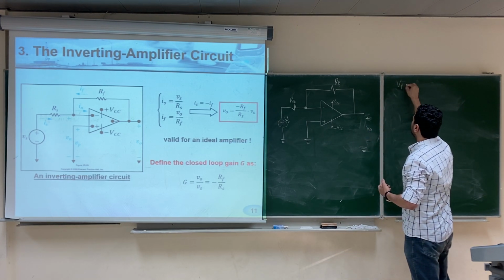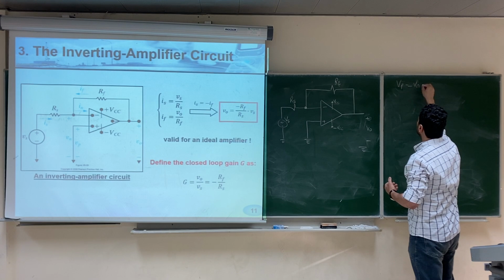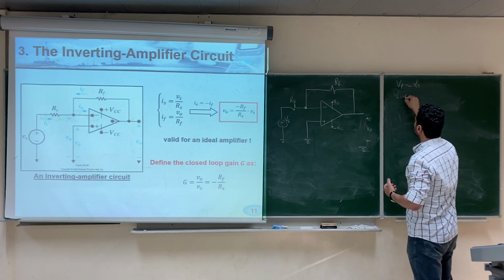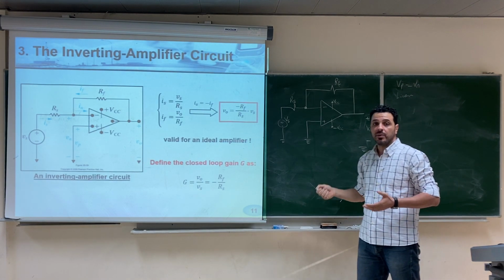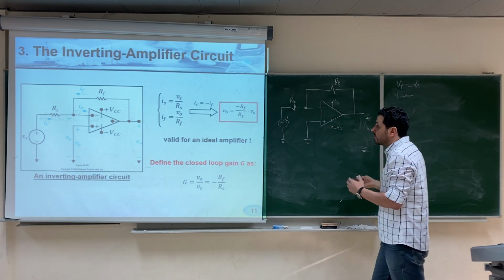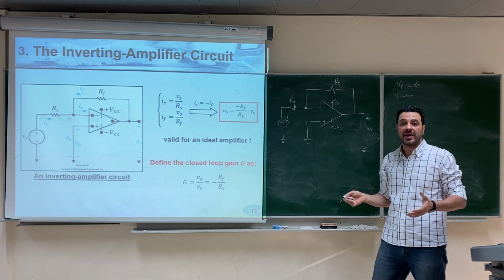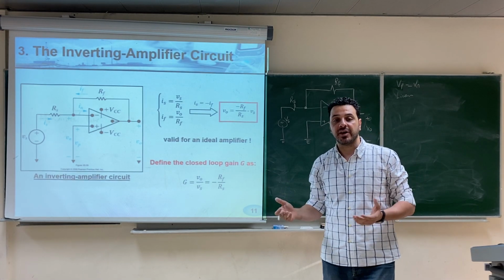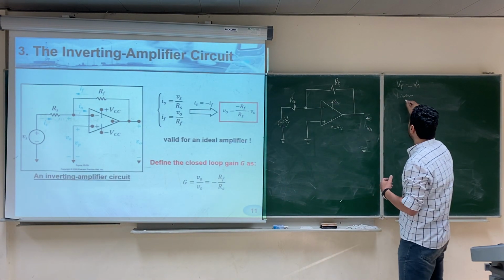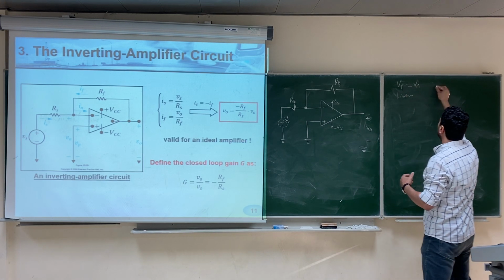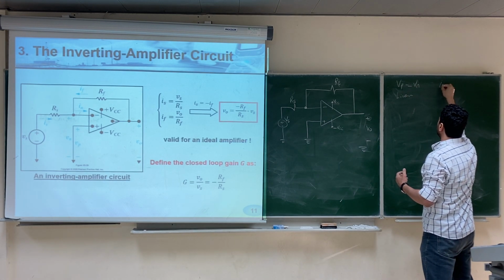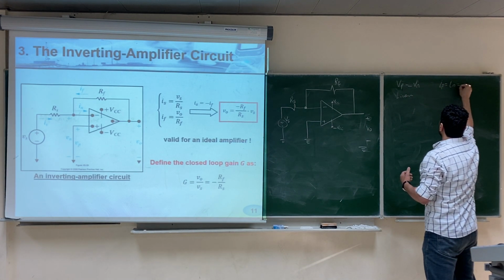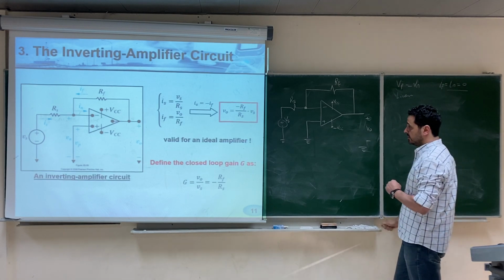We have that Vp equals Vn. This is if we assume linear region, and this is always what we'll assume in the beginning. We'll assume linear region because otherwise the op-amp will not be amplifying. It will not be working as an amplifier if it is not in the linear region. So we'll assume linear region where Vp equals Vn. The second assumption is Ip equals In equals 0.